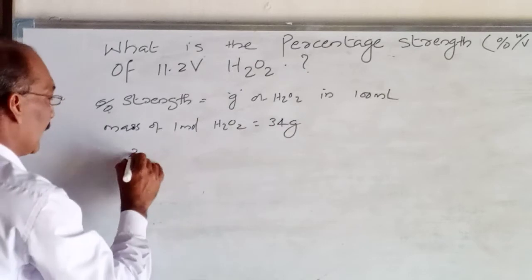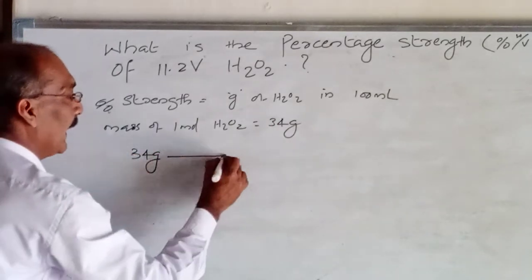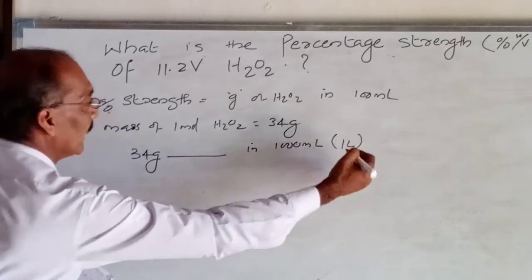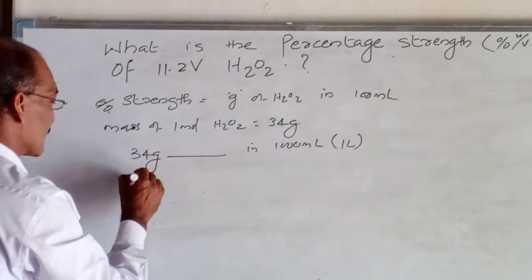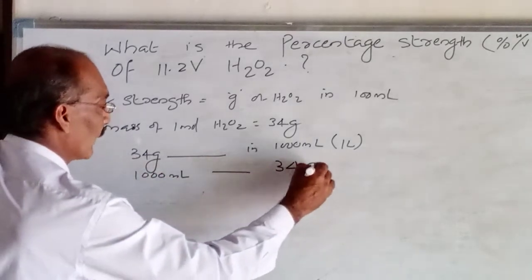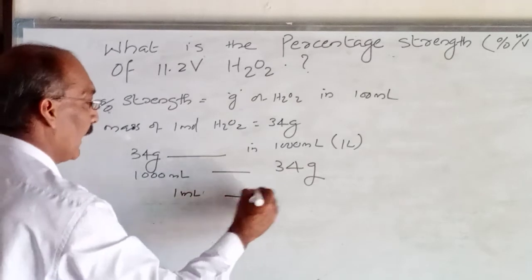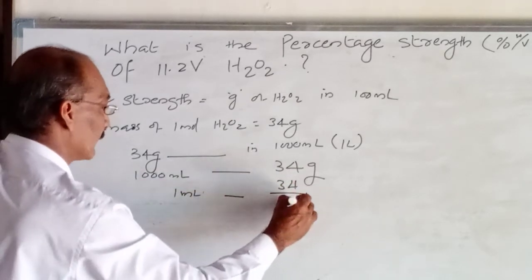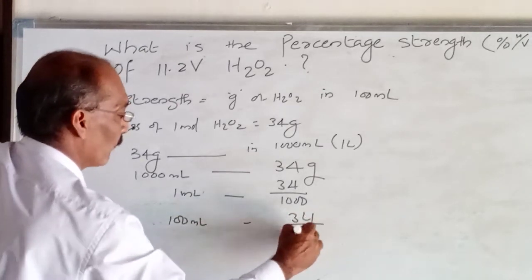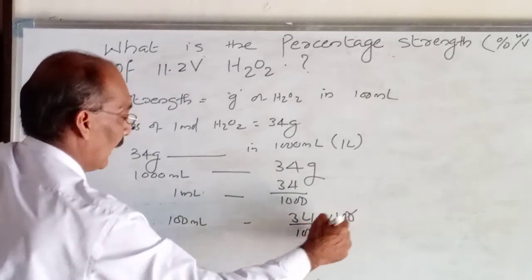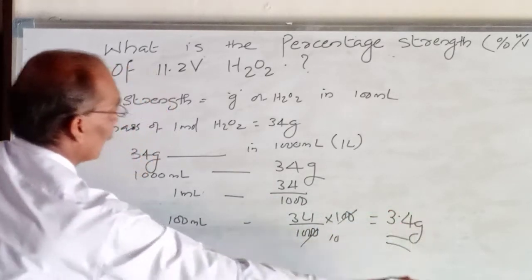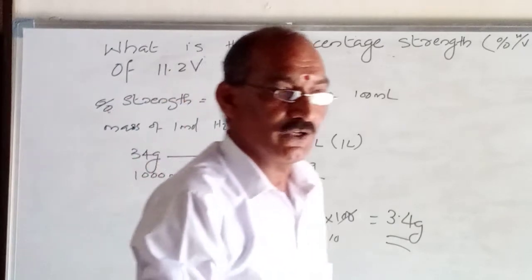It means 34 gram hydrogen peroxide in 1000 ml or 1 liter solution. Or we can say 1000 ml solution has 34 gram, then 1 ml has 34 by 1000, then 100 ml has 34 by 1000 into 100, that is 3.4 gram. Therefore, the answer is 3.4 gram.